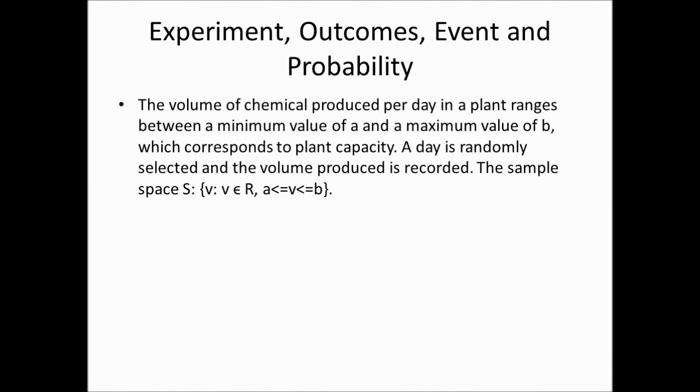Let's look at another experiment. We are measuring the volume of chemical produced per day in a plant. It ranges between a minimum value and a maximum value, which represents the capacity of the plant. So select a day randomly and select the volume produced. We record the volume produced. The sample space consists of all numbers between the lower limit and the upper limit, which is represented by A and B in this example.